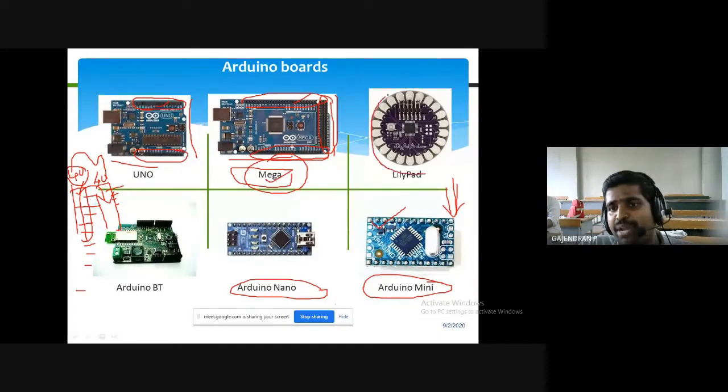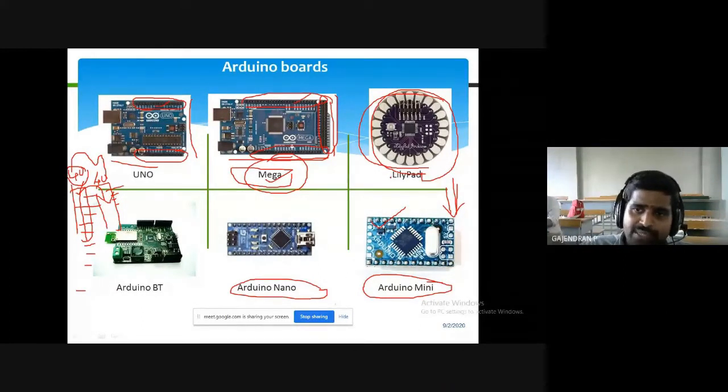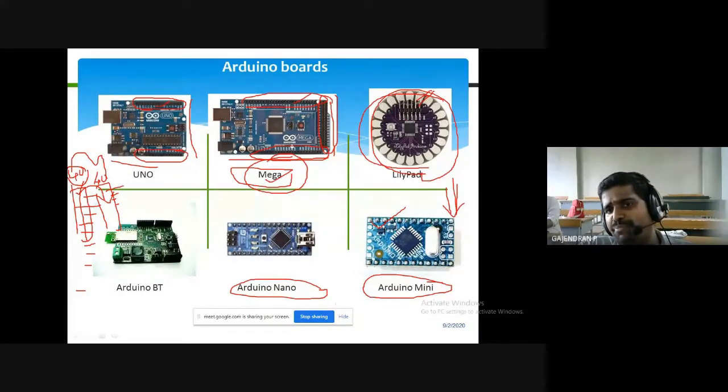Then LilyPad, it is a wearable. You can simply wear this one. That means whenever you are doing any defense projects, on an army man's dress, if you want to stitch something, these controllers are not feasible to stitch. This LilyPad is a flexible one. You can put it on any cloth, stitch it, give the power, and simply sense and produce the output.